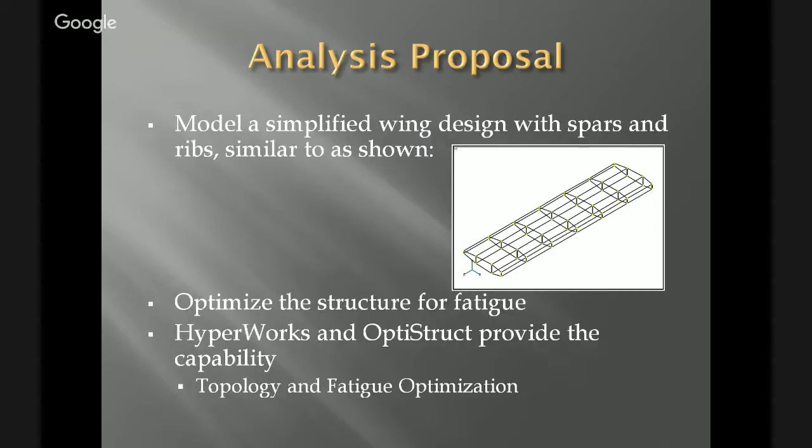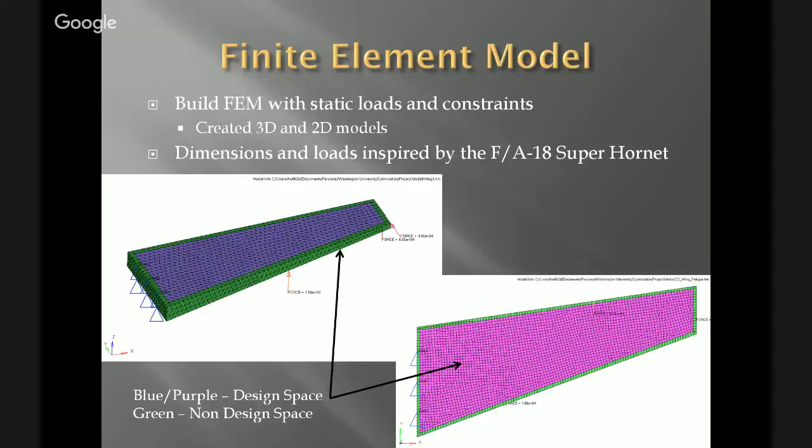The first step was to build a finite element model. I did both 3D and 2D, as you can see there. The dimensions and loads were inspired by the F-18 Super Hornet. And you can see in those figures that the blue or purple areas, that's my design space. And then the green border is not designed.